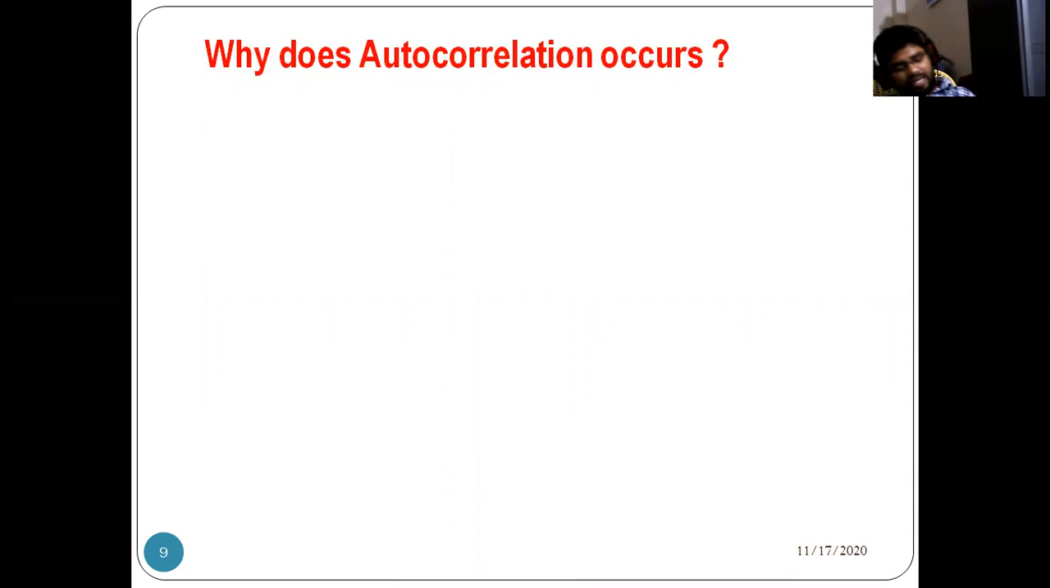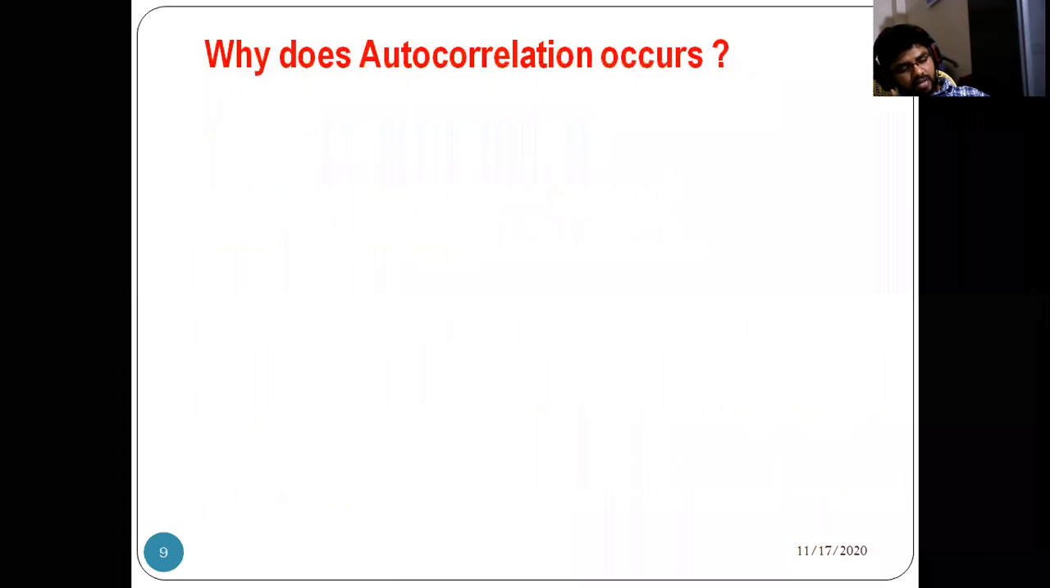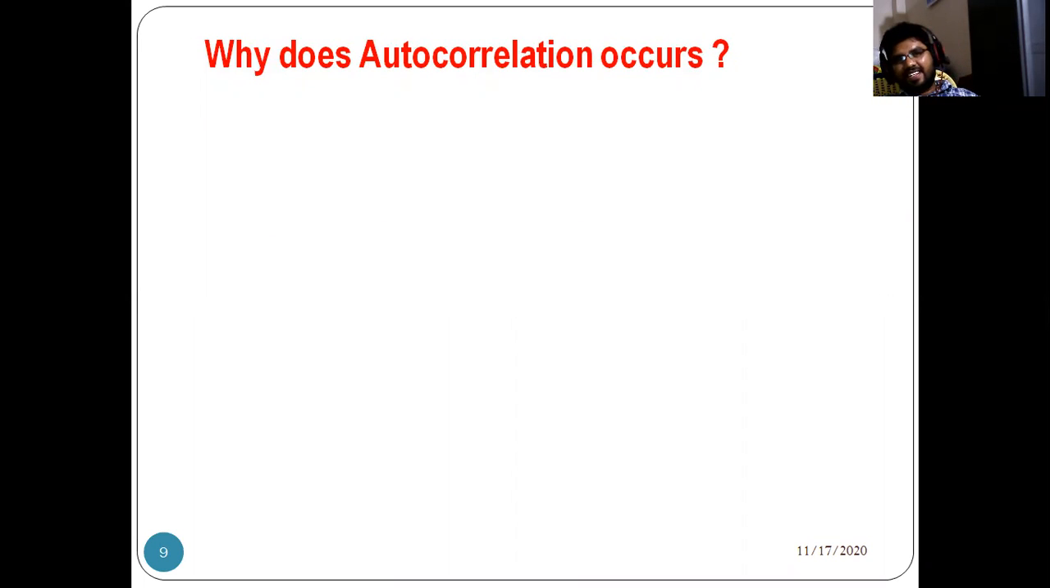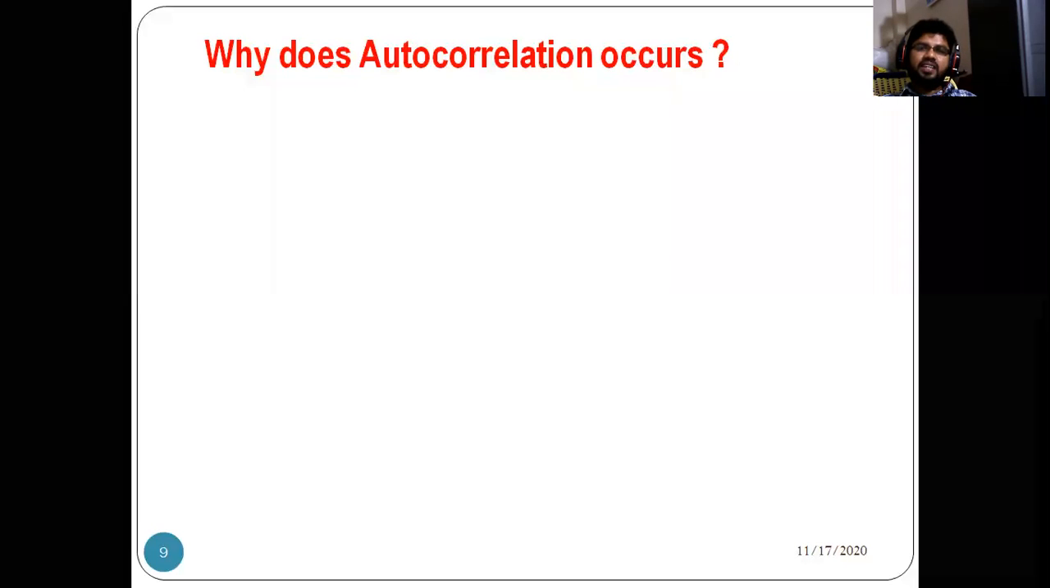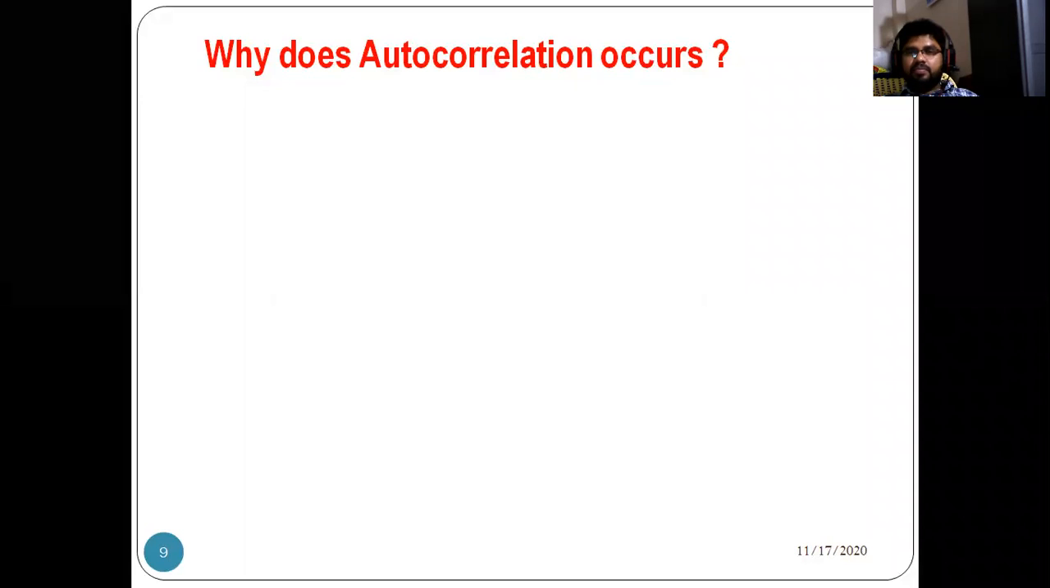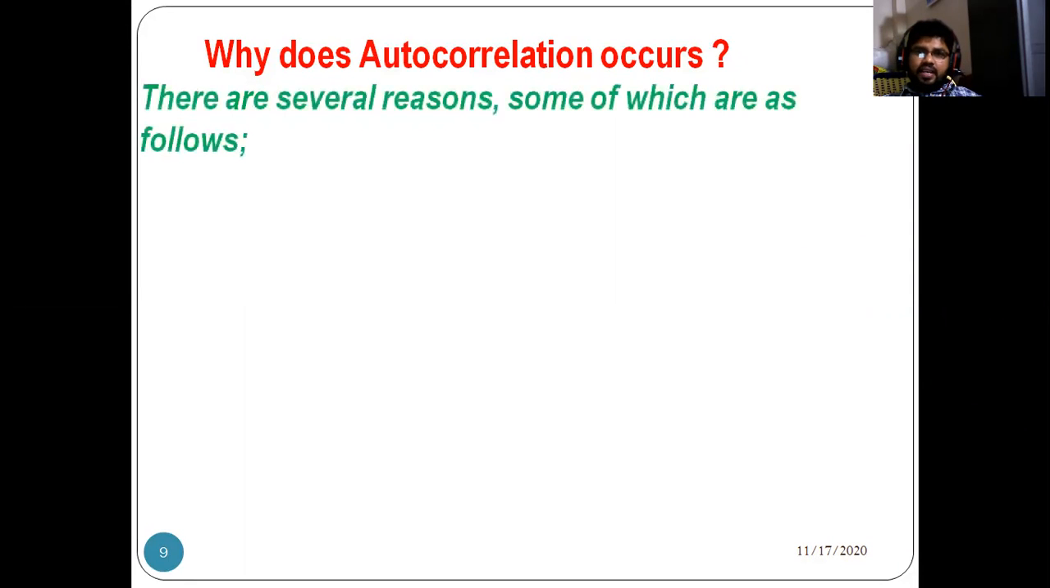There is one question that you may have as we are listening: why does the autocorrelation problem occur? That is the main question that arises in particular about the autocorrelation problem. As we have studied, there are several reasons to get the autocorrelation problem in regression analysis, some of which are as follows. We have discussed very important points.